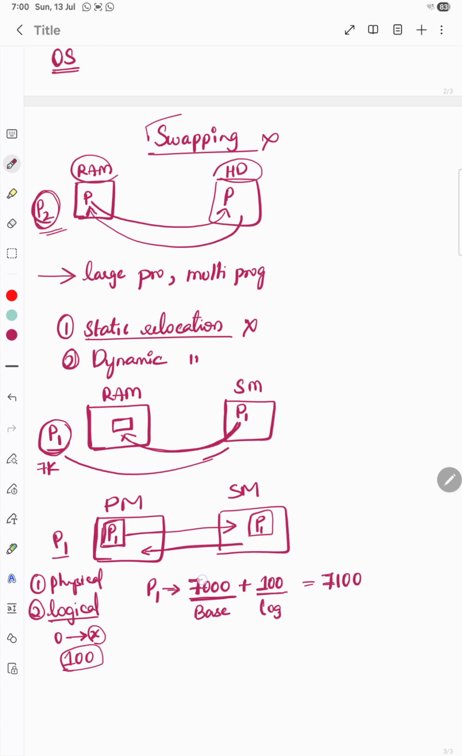So this process being started from 7000 in the primary memory, by adding the logical address 100, the whole physical address of that process would be 7100. Hope you got this point. This is known as dynamic relocation. In this case, the swapping is possible.